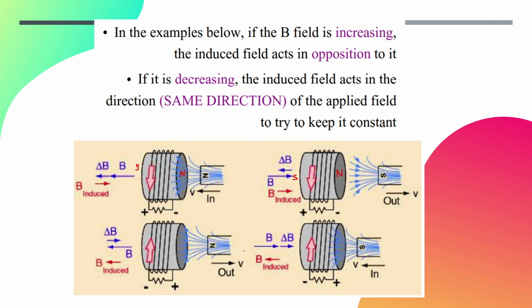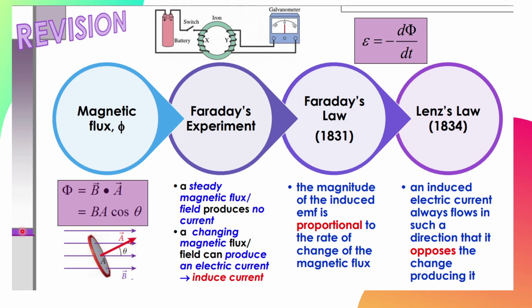Okay? Okay, good. So this is the revision again. So this is the equation of the Faraday's law. There is an induced EMF when there is a change of magnetic flux over time, or there is an induced EMF when there is a rate change of magnetic flux. Okay, so the equation of the magnetic flux is BA cos theta. I don't think you have problem to use the equation. Okay, and so this is the explanation about the Faraday's experiment, Faraday's law, and also the Lenz's law.